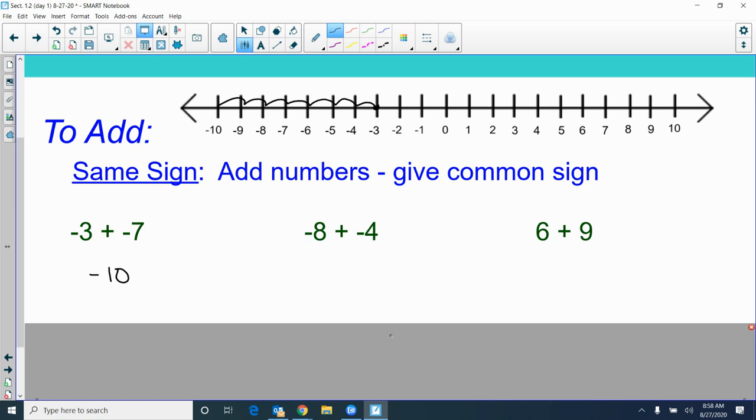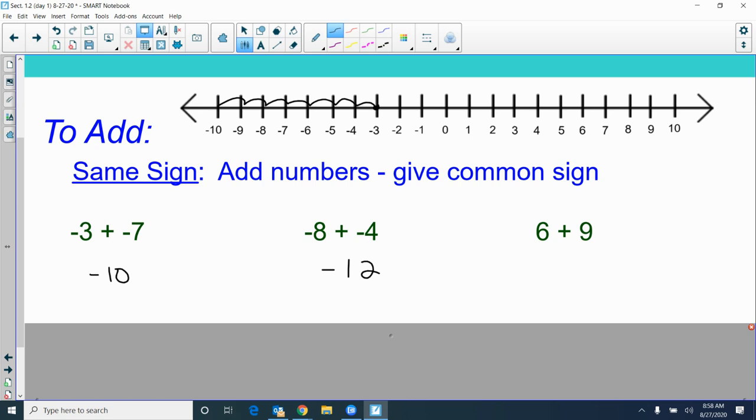All right, what about -8 plus -4? Any ideas what that would be? Okay, Jalen. It's going to be -12. They are both negative. You add them together, you stay negative.